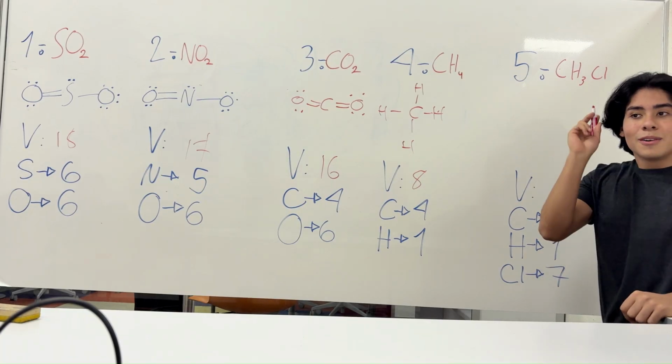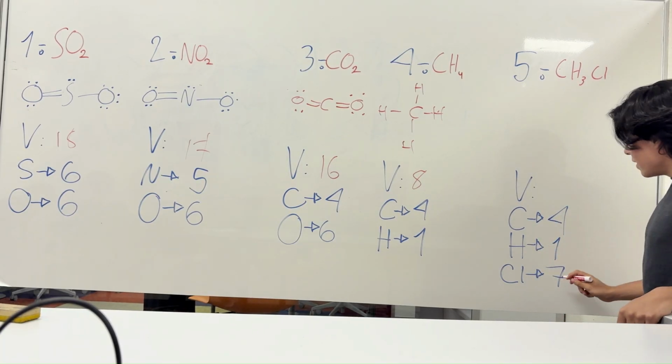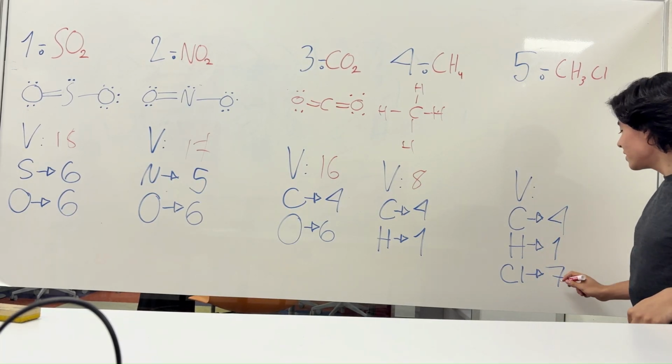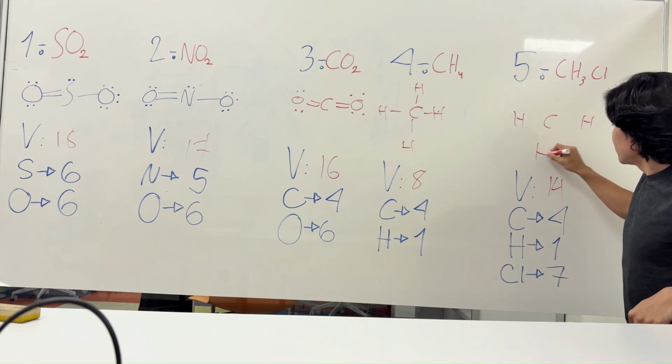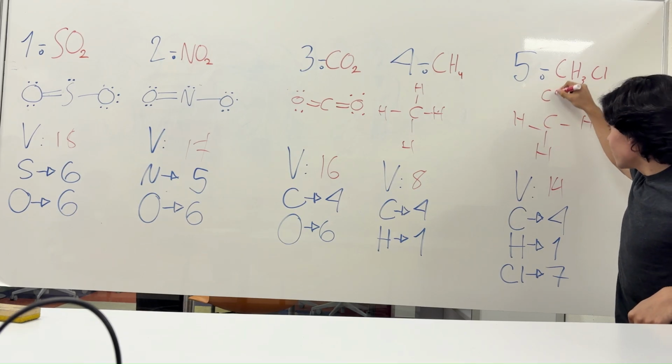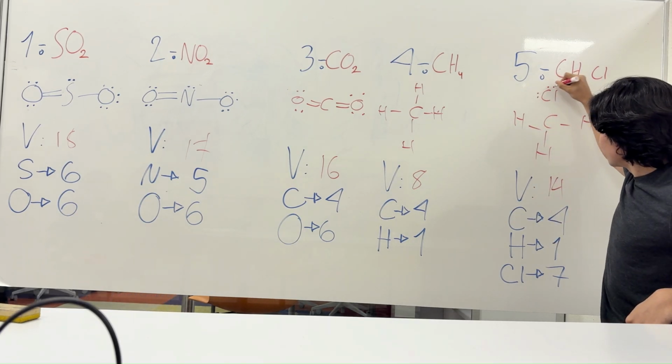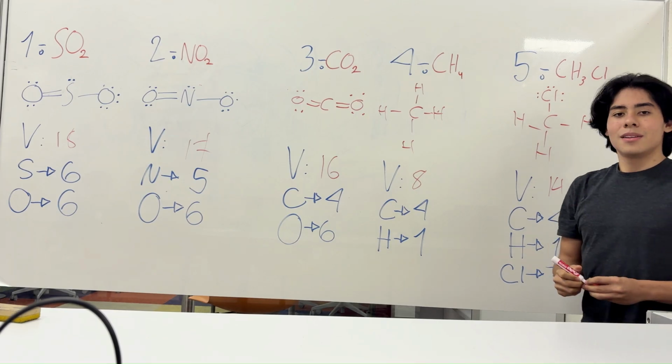Balance electrons. C equals 4. H equals 1. But 9 equals 7. 3, 10, 14. Now we do H, H, H. 1, 2, 3. Then 5. We need to add the extra ones. 1, 2, 3, 4, 5, 6, and a bond. Thank you.